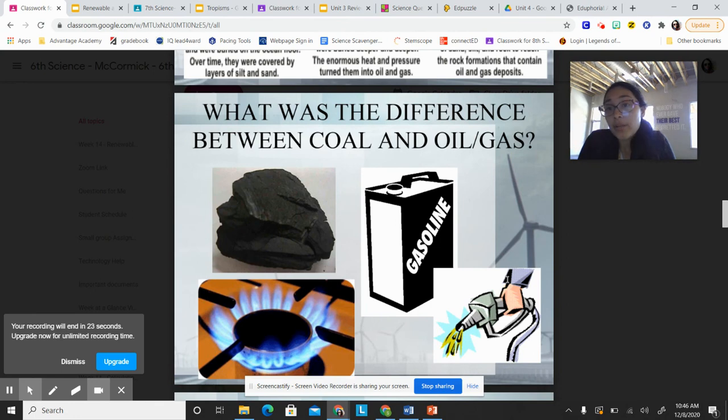And they make good energy. However, there are some disadvantages, like pollution. We're running out of those resources. So we're going to talk about renewable resources, those things that we can reuse tomorrow.